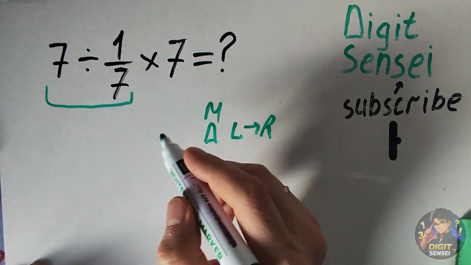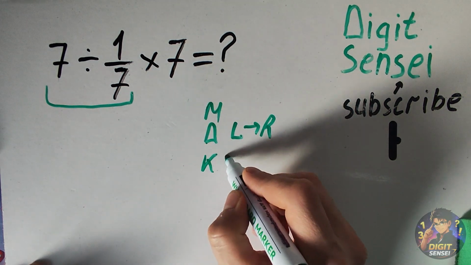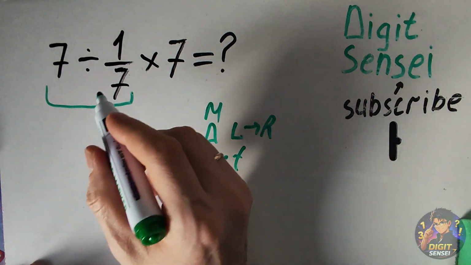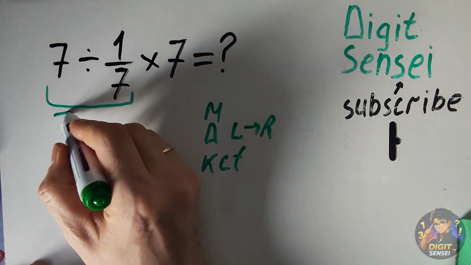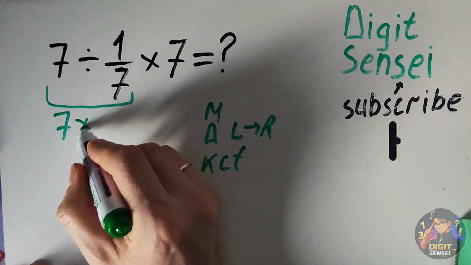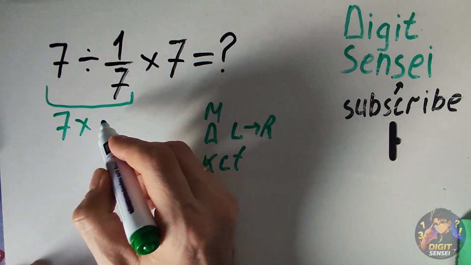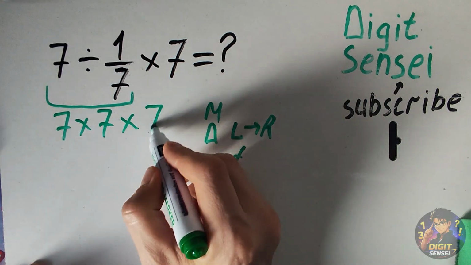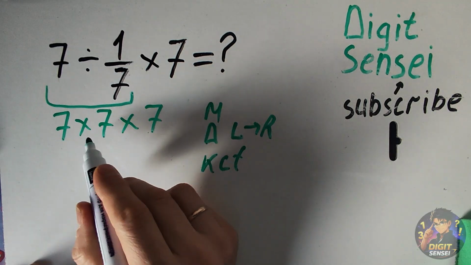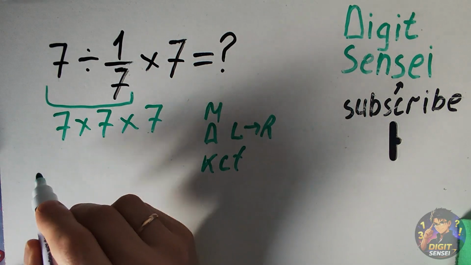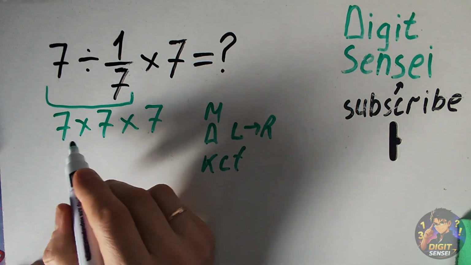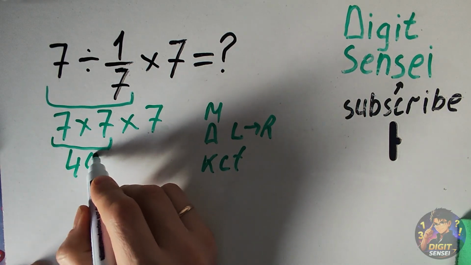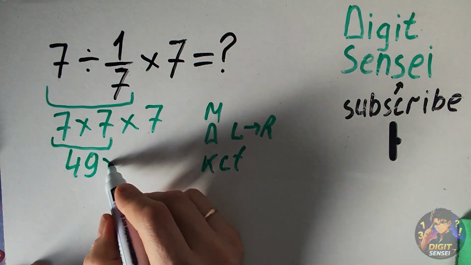According to the KCF rule, K stands for keep, C stands for change, and F stands for flip. We can write to keep the first fraction, change division to multiplication, and flip the second fraction. And here we have times 7. So 7 times 7 times 7. 7 times 7 gives us 49. So 49 times 7, okay?